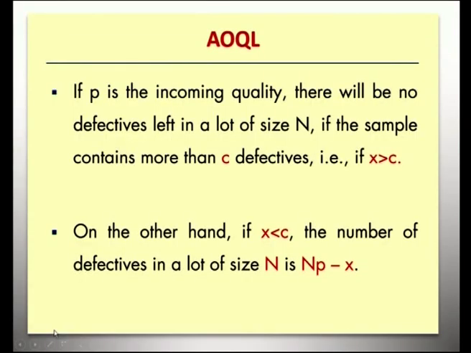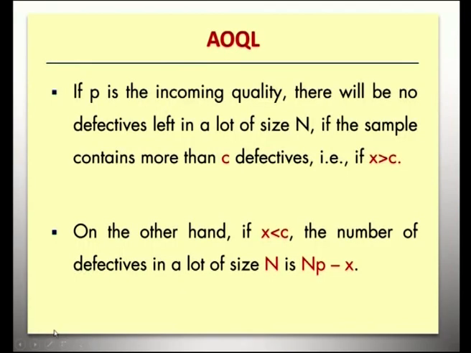In continuation with the topic of AOQL, determination of n and C was discussed in the previous session. If p is the incoming quality, there will be no defectives left in a lot of size capital N if the sample contains more than C defectives, that is, if X is greater than C. On the other hand, if X is less than C, the number of defectives in a lot of size capital N is Np minus X.